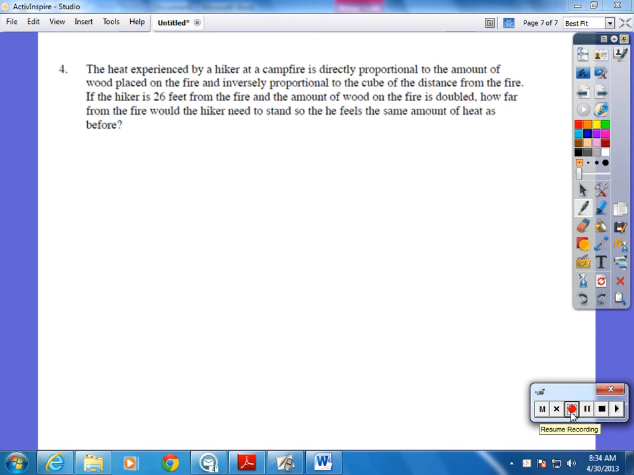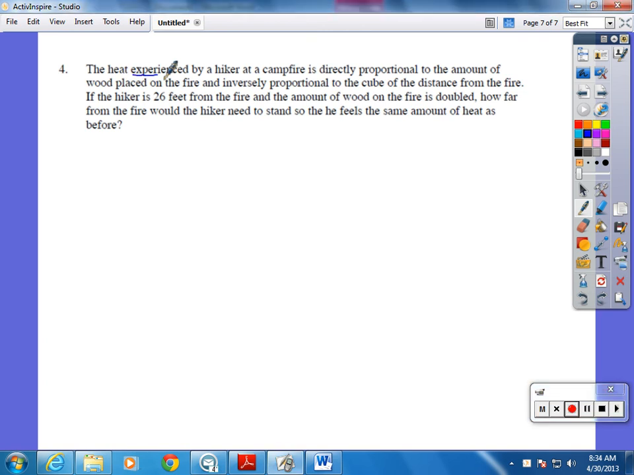Variation. Word problem will certainly be on the test. Okay? So good idea to know how to do this one. Heat experienced by a hiker at a campfire is directly proportional to the amount of wood placed on the fire and inversely proportional to the cube of the distance from the fire. So you have a lot going on there in one sentence. Let's take it step by step.